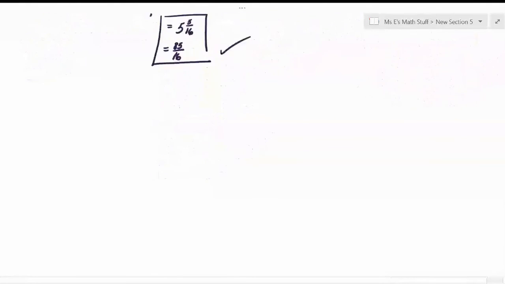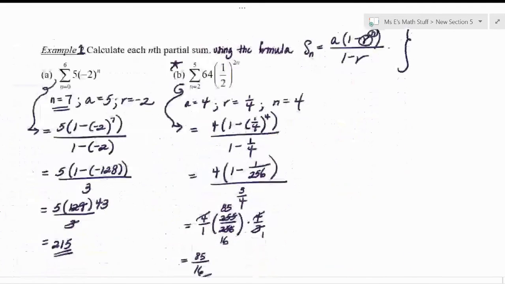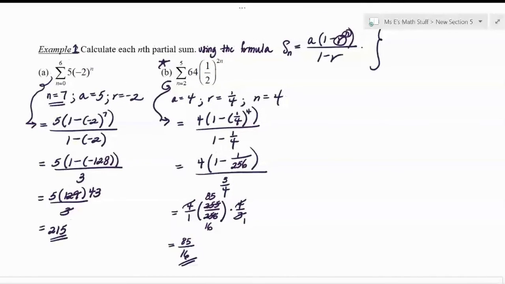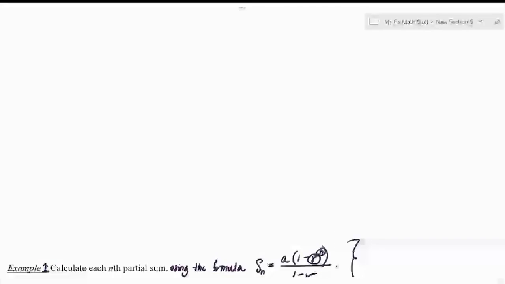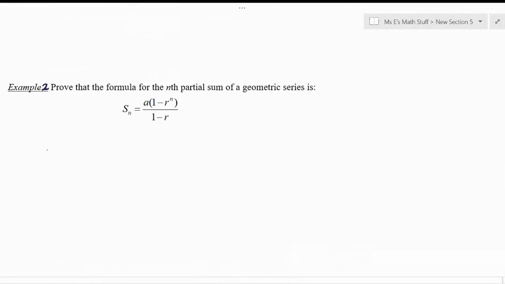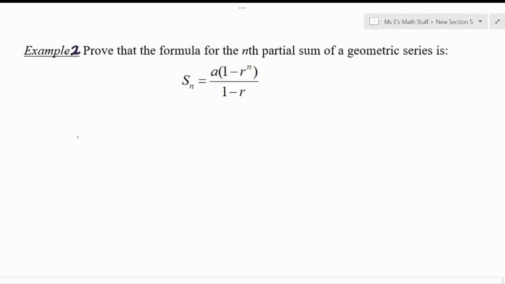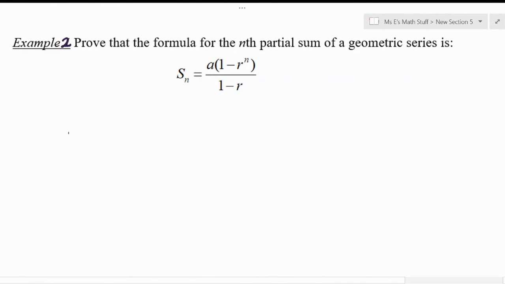Now you have 2 ways to do problems like that. If in doubt, expand it out, or use this formula, but be careful to make sure you have the right values for A, R, and N, in which case a little bit of 'if in doubt, expand it out' would make that super clear for you. That is the main goal for the lesson. The last thing we need to do is show how to prove that this formula is the way it is.